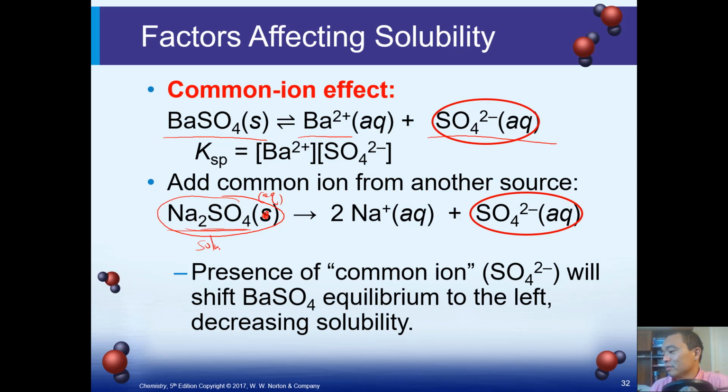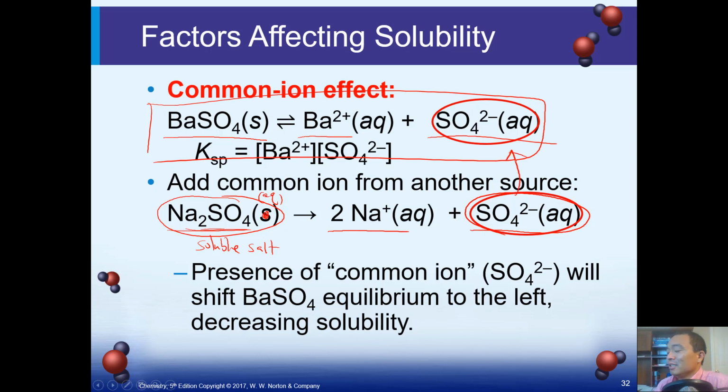It's a soluble salt. When you dissolve it in water, it will ionize 100%. Since sodium sulfate is a soluble salt, everything will be dissolved and ionized. And this will provide an ion which is the same as you see in the first equilibrium. So it's the same ion. We call this ion a common ion.